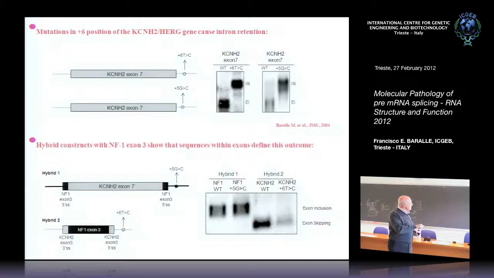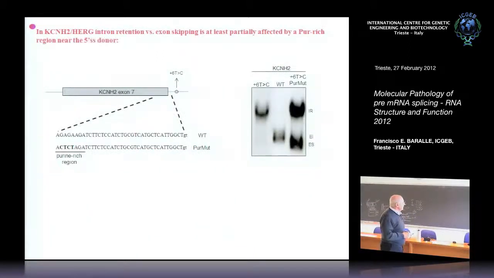And it's due to sequences inside the exon, because if I put just the NF1 sequences there, I still get intron retention. But instead, if I put the sequence of the potassium channel, the original mutation, into the NF1 exon 3, I get exon skipping. So it's a sequence somewhere here that is deciding that this 5' splice site may not be recognized. And it's this polypurine here. There are many other sequences contributing to this, but this is one of them.